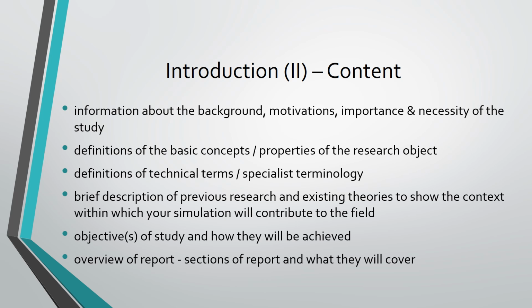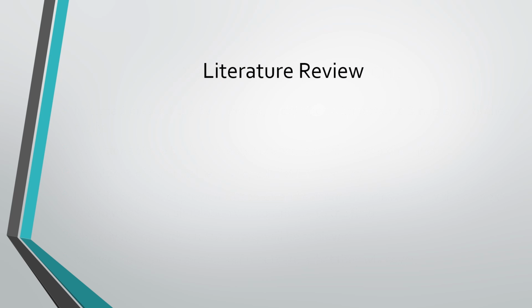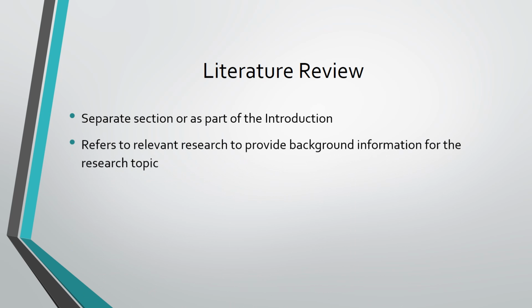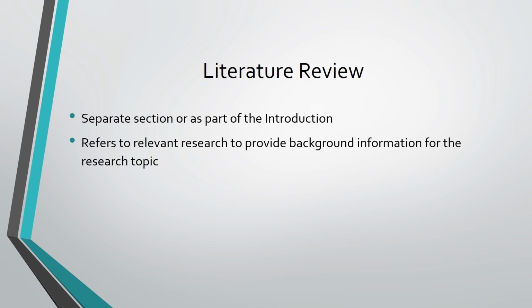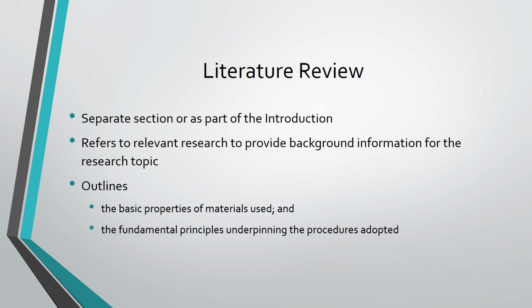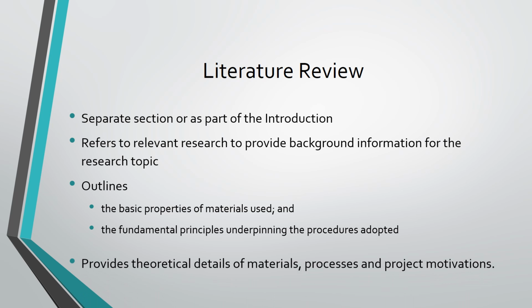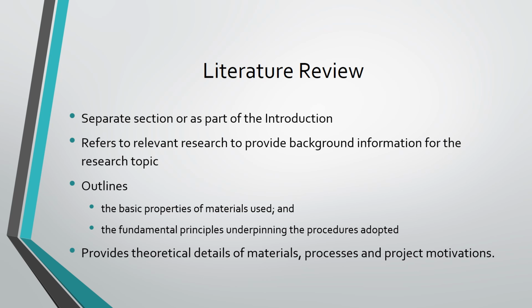Now we will consider the literature review. This may be a separate section or be included in the introduction. In it, you should outline relevant research to provide background information for your own research topic. In an experiment-based final year project report, you should outline the basic properties of materials used and the fundamental principles underpinning the procedures adopted. You should give theoretical details of materials, processes, and project motivations.